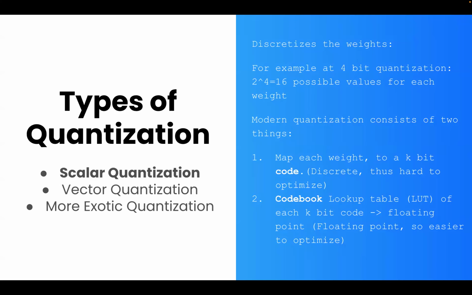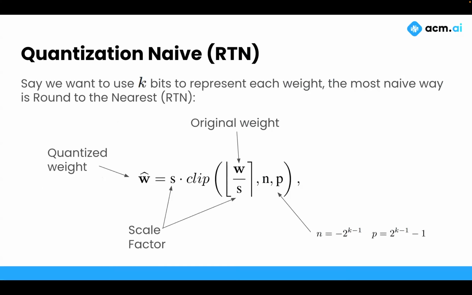So this is the main challenge in quantization. And the second is a lookup table, or an LUT, where we map each k-bit code to a floating point. So the simplest quantization is what's known as round to the nearest quantization. What this simply does is we have a scale factor, which is usually just the minimum and maximum weight in the weight matrix. And then we have a linearly spaced, uniformly spaced code book, sorry. And then we just round it to the nearest possible value in that code book.